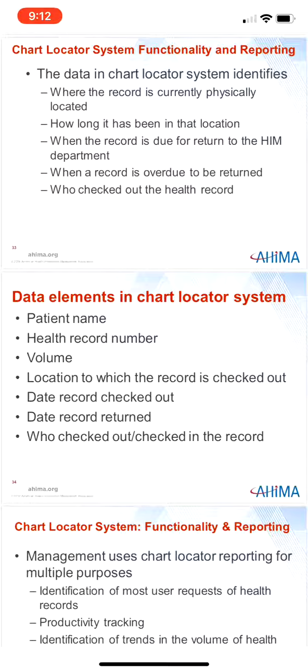Past locations may be useful in privacy incident investigations or other risk management investigations to know who has had access to the record. For example, if an employee has been accused of improperly disclosing a patient's PHI, it would be important to know if the record has been in a location to which that employee would have had access. Management uses the chart locator reporting for multiple purposes, including identification of most user requests of health records, productivity tracking, identification of trends in the volume of health record retrievals, and identification of areas of the healthcare facility for which records are not returned in a timely manner.